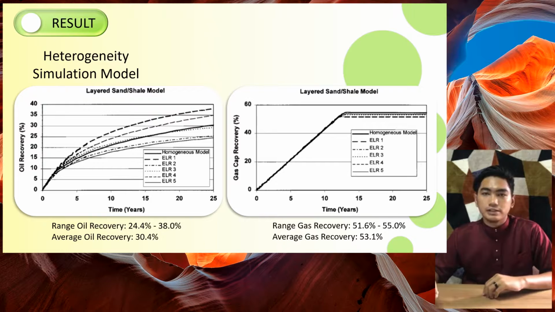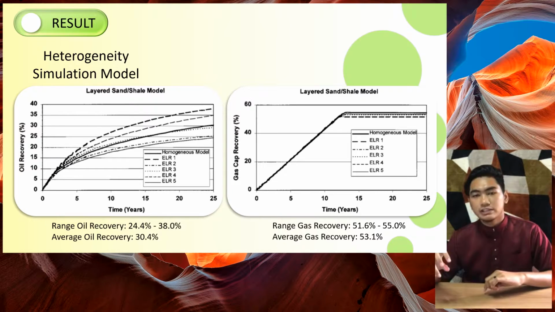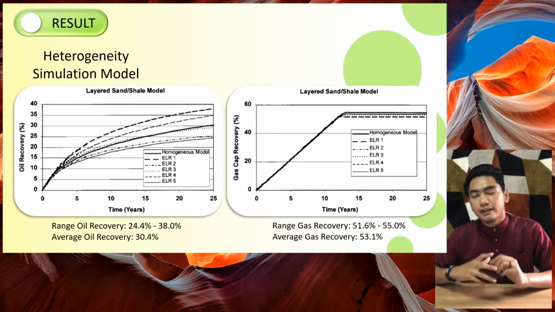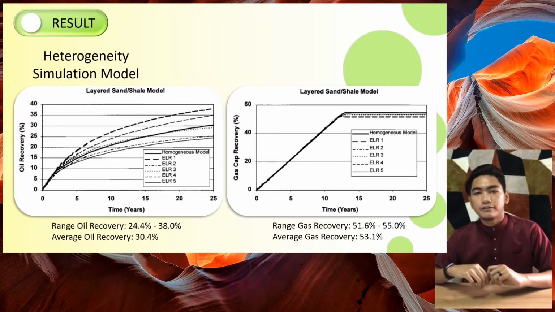Okay, the first result from the experiment is for the layered sand shale. As we can see from the graph, this wide range of 5 different ELR indicates that heterogeneity of the reservoir leads to different water oil displacement efficiencies. So it means that heterogeneity affects the oil recovery for different permeability. Although the average is the same as the homogeneous model, it is just by chance. Still, we can conclude that for layered sand shale, the effect of heterogeneity is big for oil recovery.